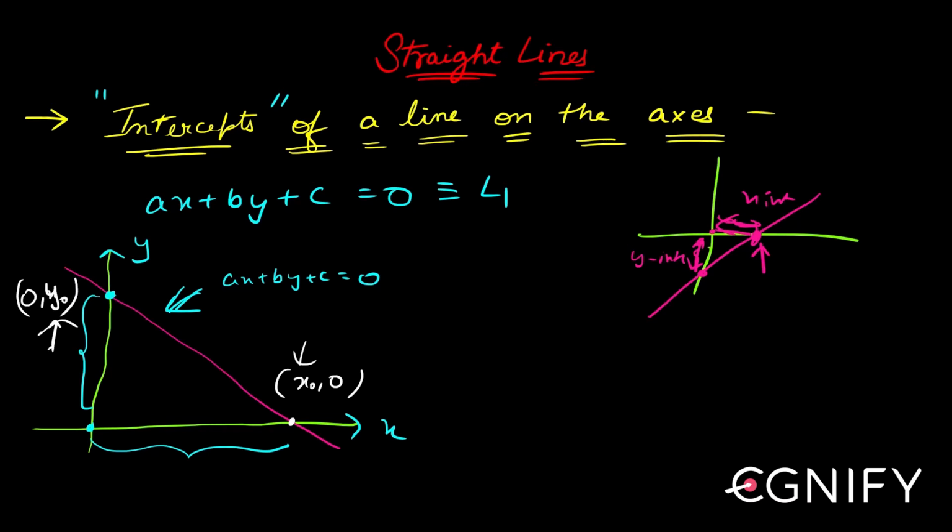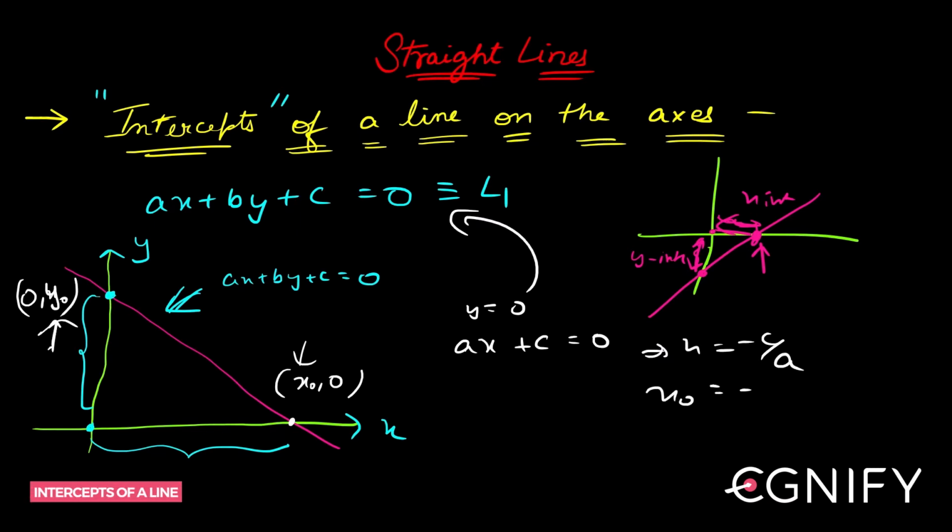So for that, what I'll do is I'll put y is equal to 0 in this equation first of all. So I'll get a into x plus b into 0, which is 0, plus c is equal to 0. So I'll get x equal to minus c by a. And this is what your x naught is. There is only one point on this line whose y coordinate is 0. Its x coordinate I'm calling x naught, right? So this point is minus c by a comma 0.